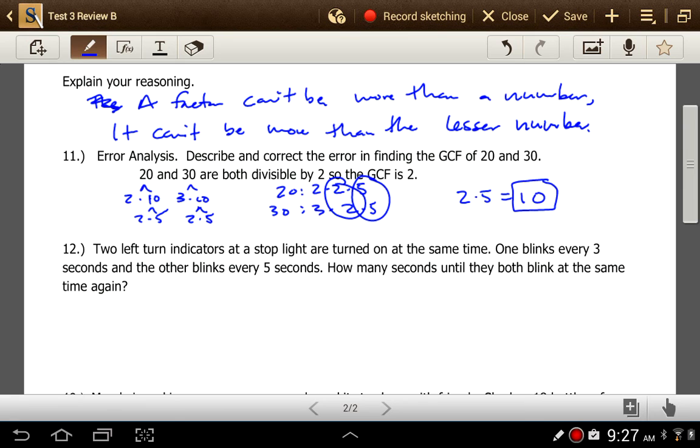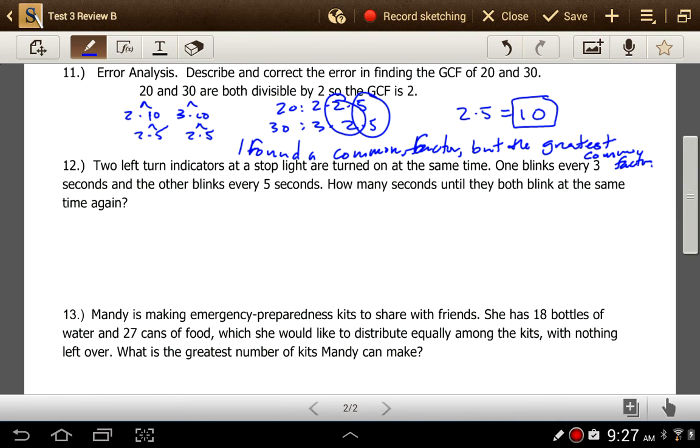So the greatest common factor is going to be 10. So what's my mistake? I found a common factor, but not the greatest common factor. Okay, so I found a common factor, but you gotta be careful. It doesn't mean it's the greatest just because you find a common factor. Okay, number 12. Please pause and do number 12 about the blinking lights.